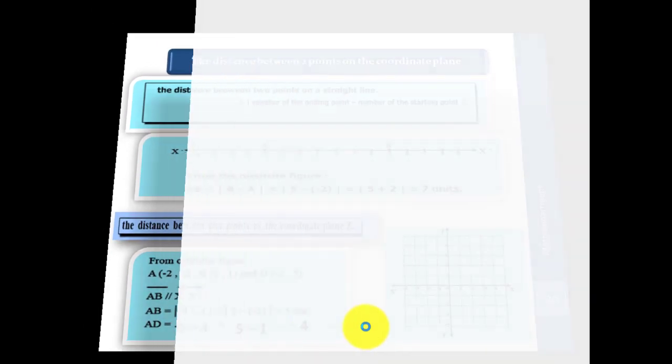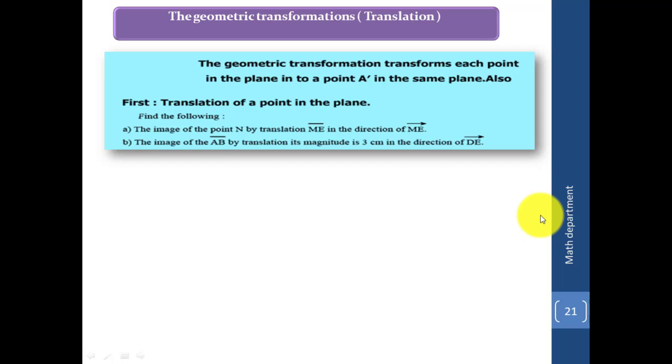The second part in our video: the geometric transformation. What's the meaning of geometric transformation? A geometric transformation transforms each point in the plane to a point called its image, in the same plane. We have many types of geometric transformation. We started with reflection in Primary 5, and this year we'll talk about translation.